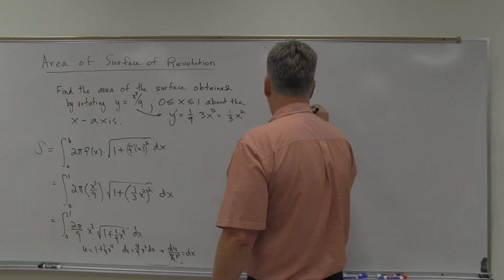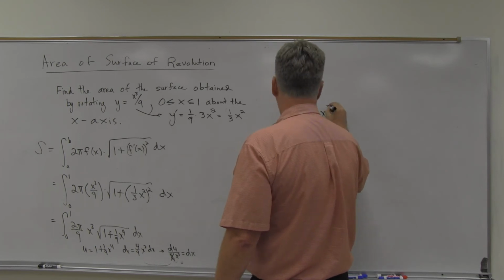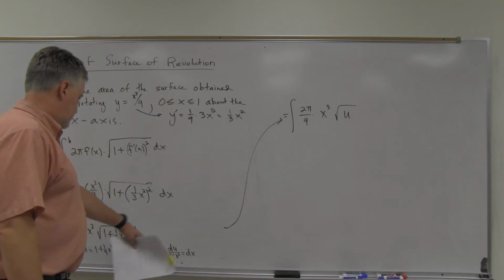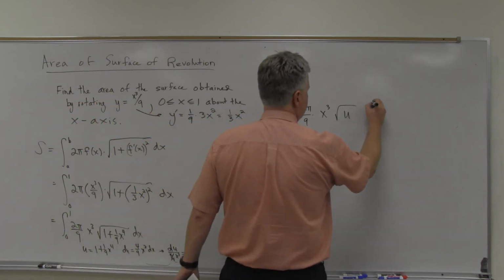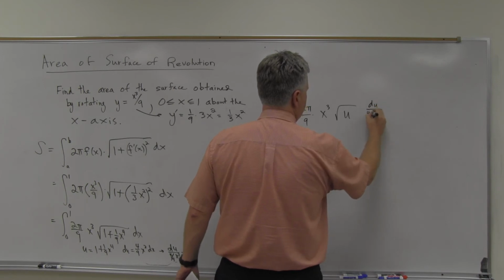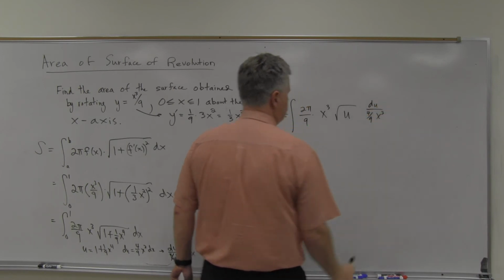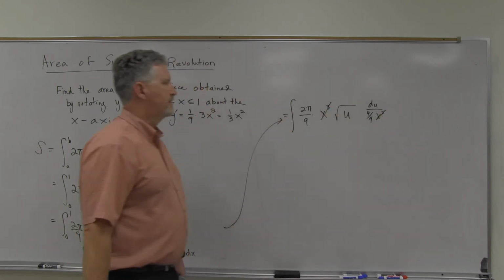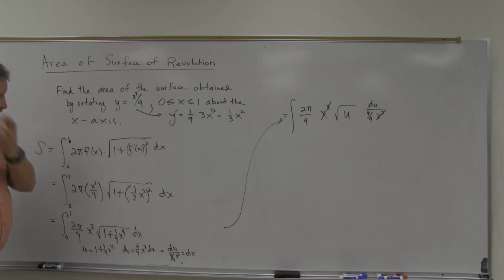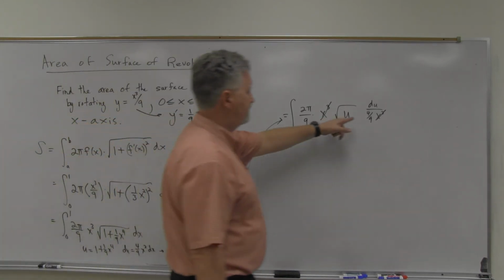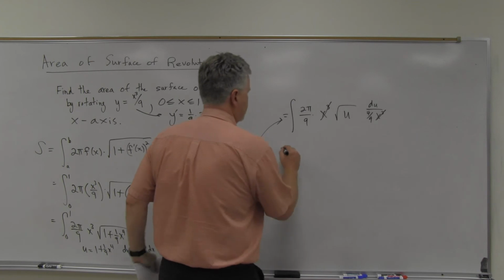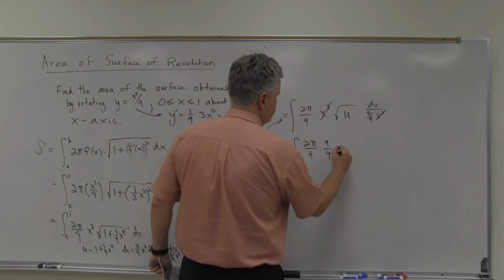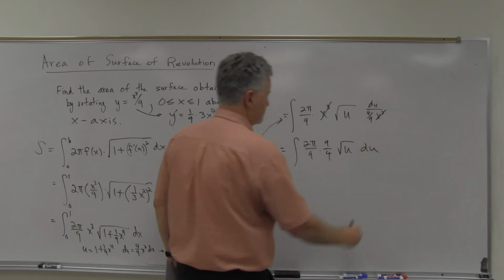Two pi over 9 x cubed square root of u, because u was the stuff under the square root there, and then du over 4/9 x cubed. This is going to work out very nicely because then the x cubes will go out. Now, divide by 4/9 means times 9/4, so this will be 2 pi over 9 times 9/4 square root of u du. That's doable.